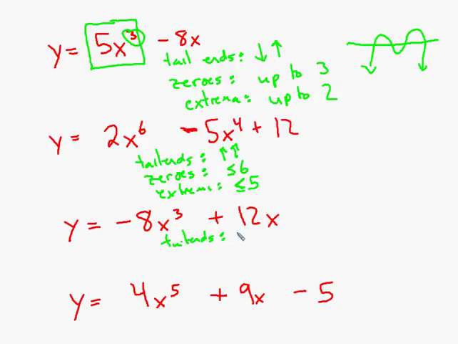Up, down. Yes, up, down. We had to flip them around because of the negative coefficient. The zeros? 3. Yep, up to 3. And the extrema? Up to 2. So the last one, tell me about the tail ends. Nope. Yes. Down, up. Good job.